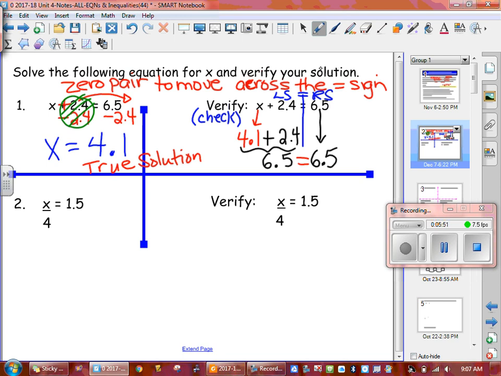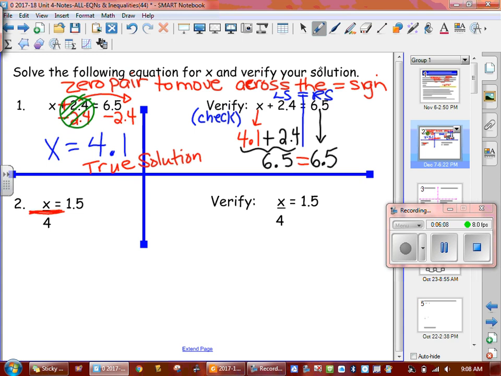Now we're going to try example 2. Example 2 is set up a little bit differently. Who remembers what this divide line or fraction line does? Well, I just told you, my goodness. It means divide. Okay? So that fraction line means divide.